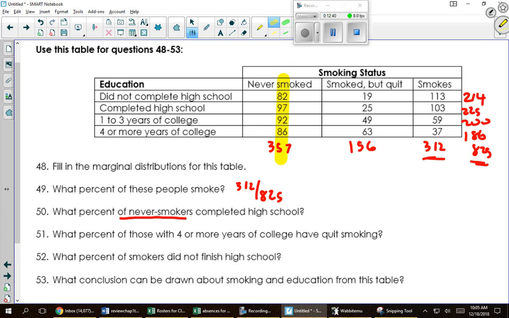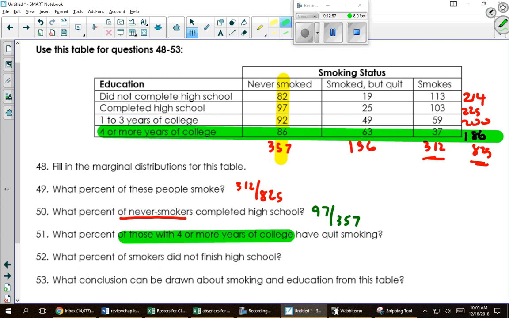What percent complete high school? That's going to be 97 out of the 357. And then looking at it the other way, it says what percent of those with 4 or more years of college, that's these people, out of that group, which ones have quit smoking? That is 63 out of the 186. What percent of smokers, I guess we'll go with that last column, did not finish high school? 113 out of 312.